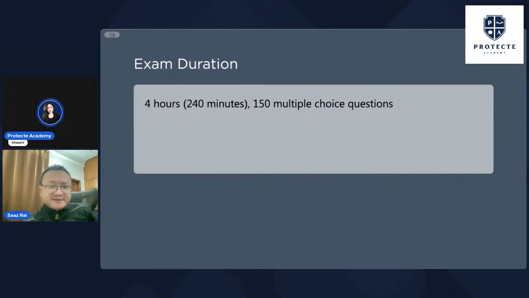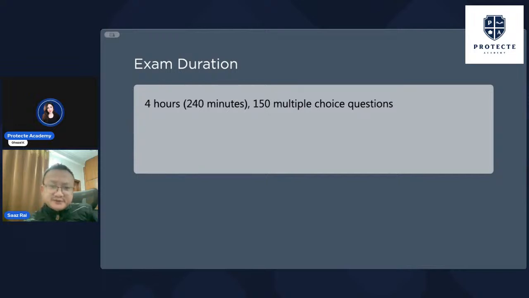Exam duration: it's a 4 hour exam, 150 multiple choice questions. The exams can be taken online or offline. So that's the best part, I think, the online exams. In fact, I took one exam this afternoon, and I've just completed an exam. So it's convenient. You can take the exam at home, at your convenient place.